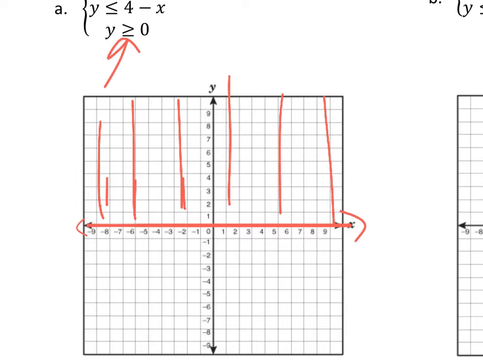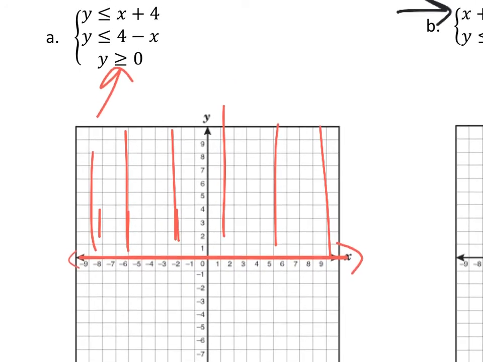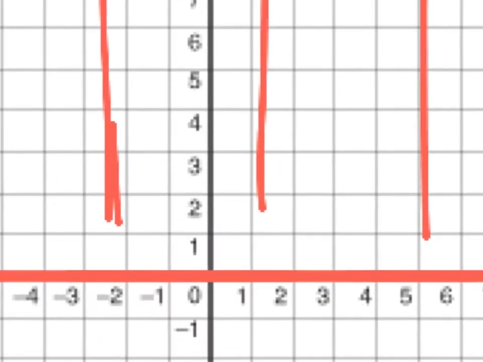I'm now going to move on to another inequality. So maybe I again do the next easiest. So y is less than or equal to x plus 4. So y equals mx plus b. I begin at the y-intercept and I move with the slope. So my first point is at positive 4.